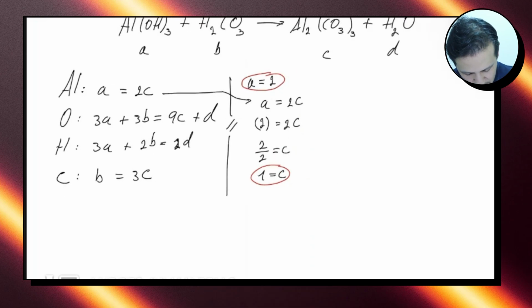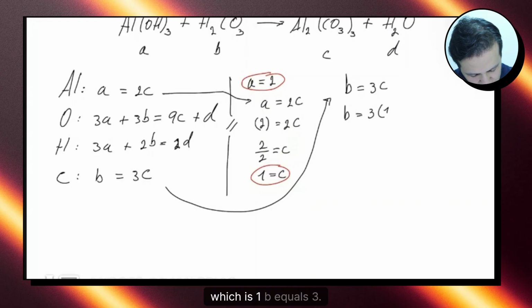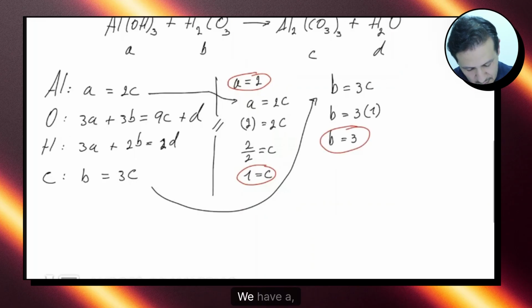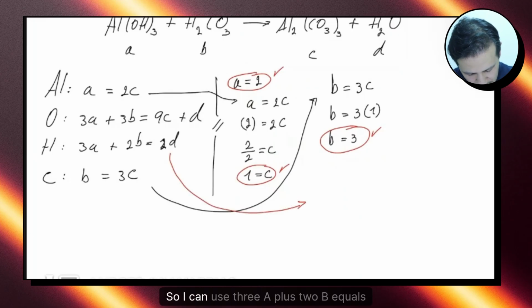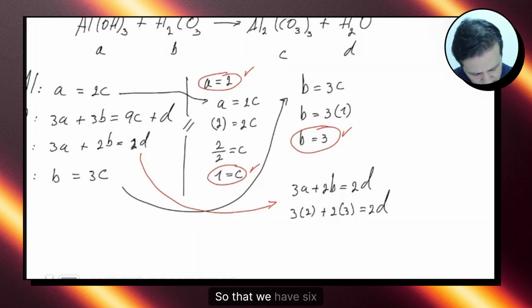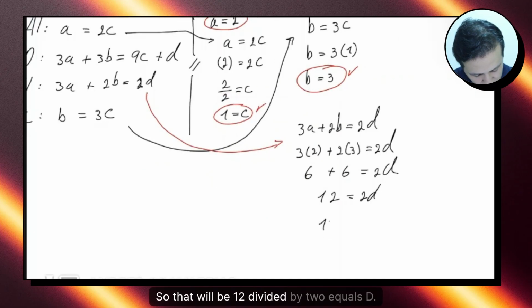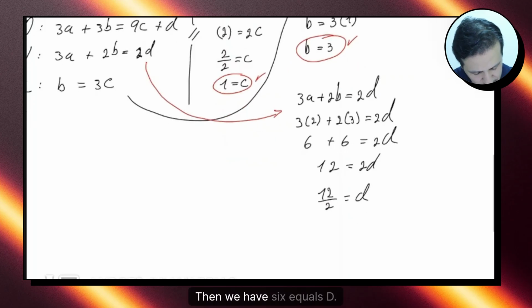Then I can use this one to determine B. So I have that B equals 3C. So B equals 3, but we already have C, which is 1. B equals 3. We have A, B, C, and D is missing, so I can use 3A plus 2B equals 2D. So 3, I know that A is 2, plus 2, I know that B is 3, equals 2D. So we have 6 plus 6 equals 2D. Here we have 12 equals 2D. So that will be 12 divided by 2 equals D. And then we have 6 equals D.